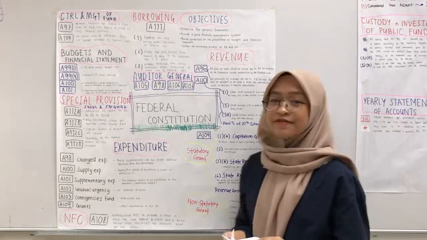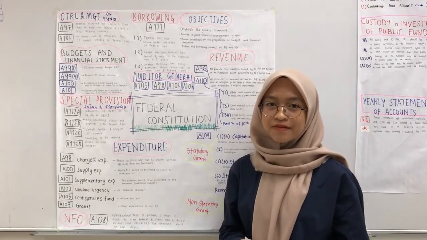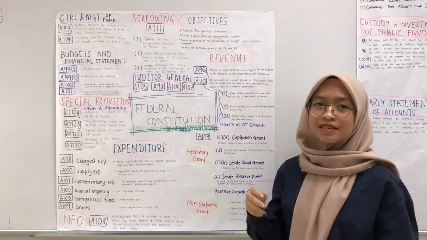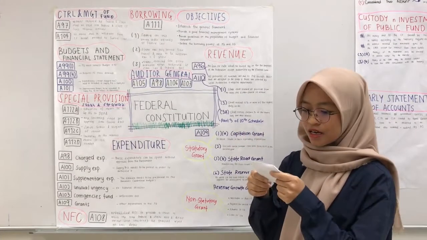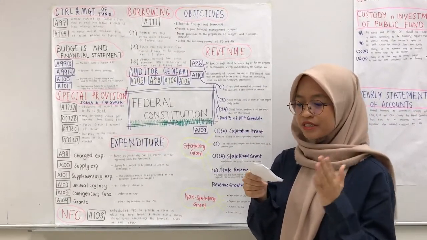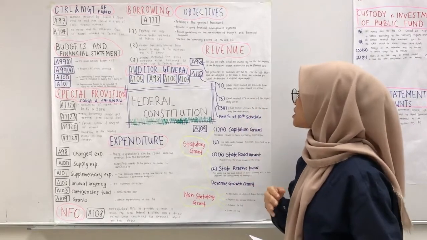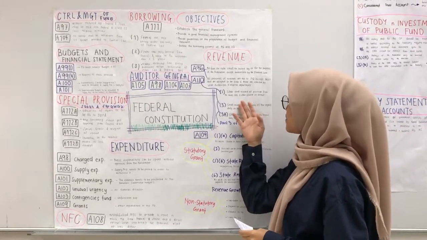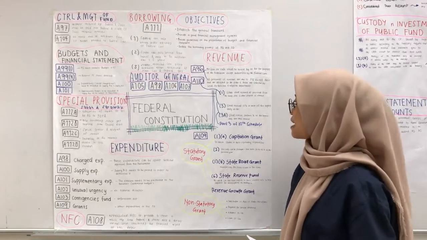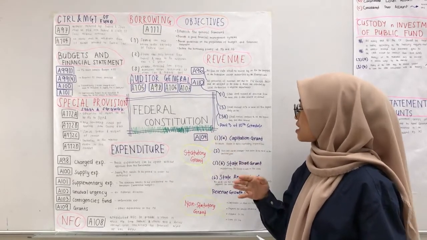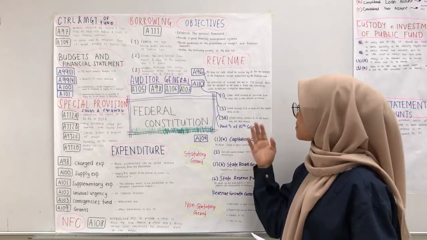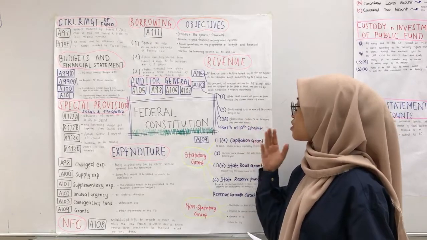And the revenue that belongs to the state government is provided under Article 110, where Article 110 subsection 1 stated that the state shall receive all proceeds from the tax, fee and other sources of revenue. And also 110 subsection 3, the state shall receive 10% or more of the export duty on tin.